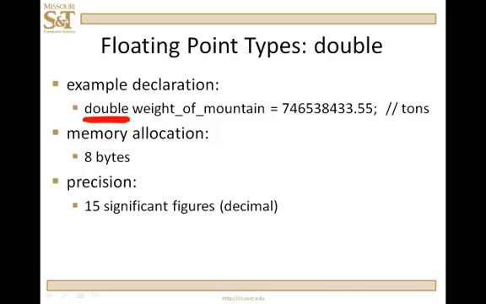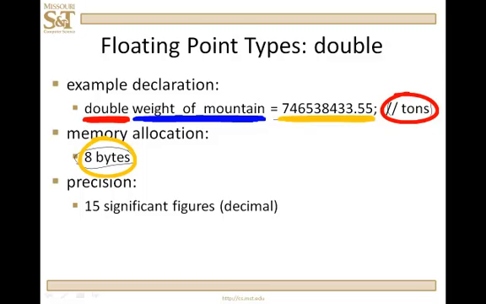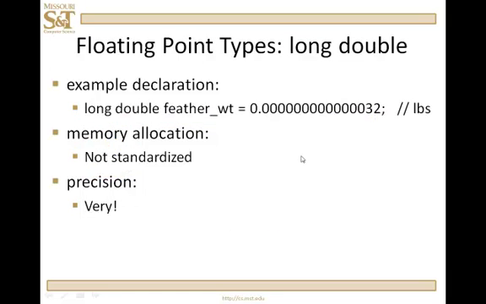The declaration is double, and then the name of the variable, and you can initialize. Again, you can put comments to designate units, for example, or what it's used for, whatever. The memory allocation is 8 bytes. You get 15 significant figures decimal with the double. But once again, you should not use that type unless you really need all of that memory. Okay, the long double is non-standard, but it is very precise. On some platforms it's 12 bytes, some it's 16. It's really unlikely that you will ever need to use a long double.